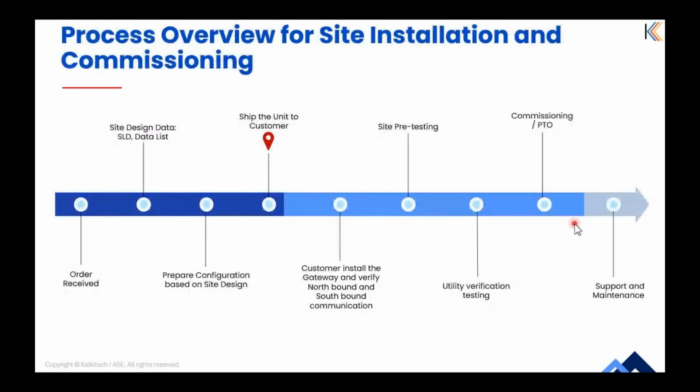Now let's look at the typical timeline, or how the deployment happens. Once we have the order from the customer, we also receive the site data like the SLD of the site and the data list or device list, and we pre-engineer and pre-configure the gateways based upon the SLDs and the inputs we received from the site. Those pre-engineered configurations will be loaded into the gateway and it will be shipped to the customer.